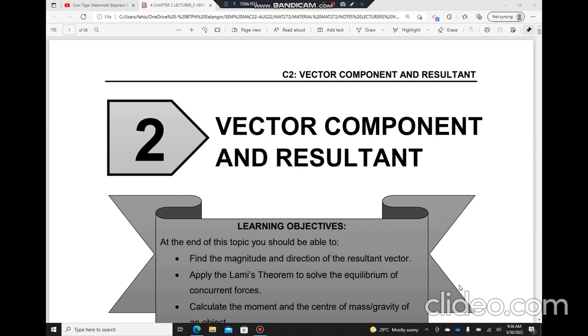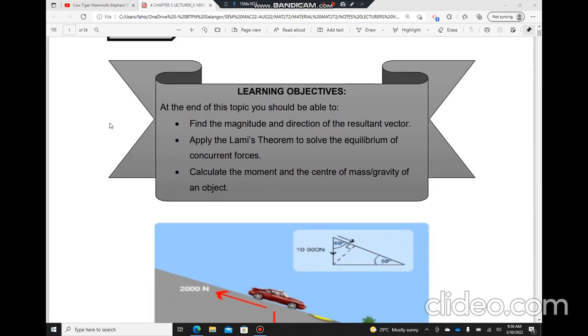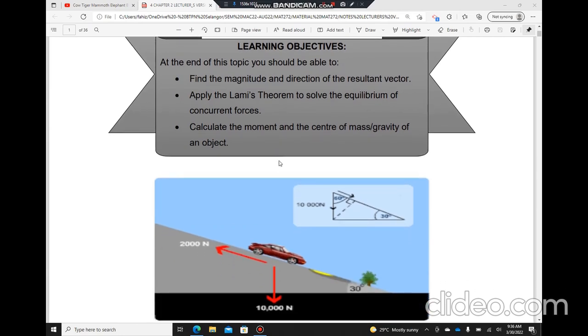Okay, so now we continue with chapter 2, vector component and resultant. So learning objective for this chapter. At the end of this topic, you should be able to first, find the magnitude and direction of the resultant for vector. Next, apply the Lami's theorem to solve the equilibrium of concurrent forces. Calculate the moment and the center of mass or gravity of an object.